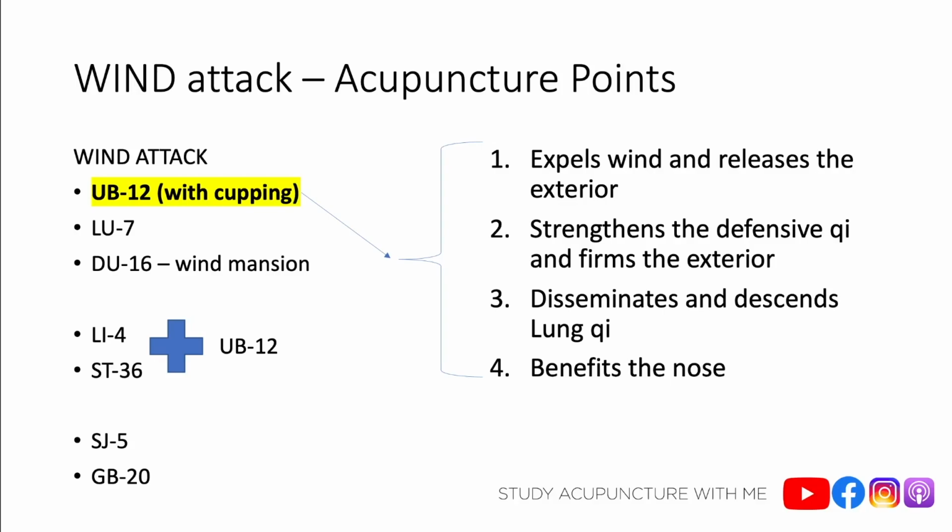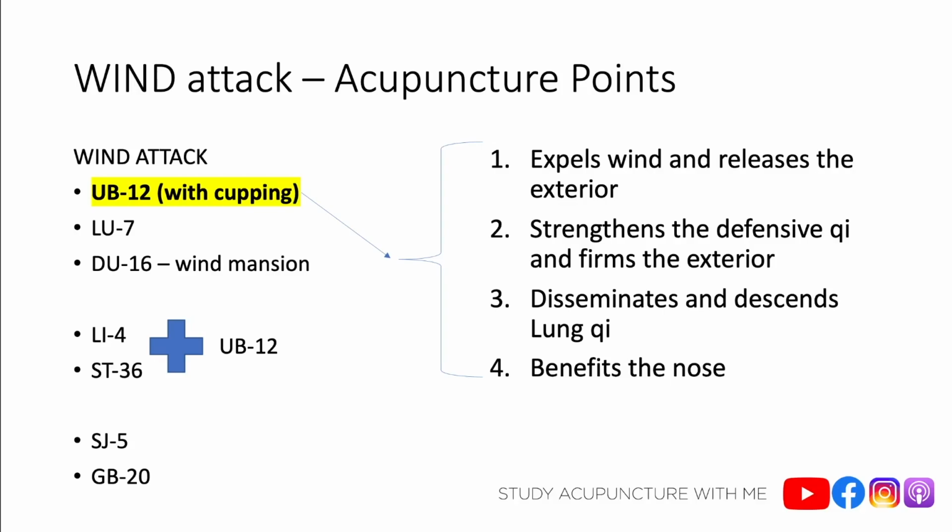And that's because the lung controls the space between the skin and the muscles. That's where defensive qi is. So the exterior pathogenic factor disrupts that space that the lung controls. The lung in turn gets messed up. Your patient then will have cold symptoms, runny nose, coughing, etc.